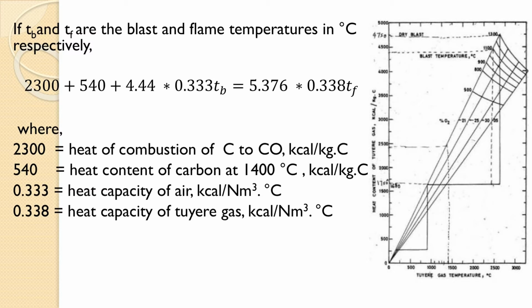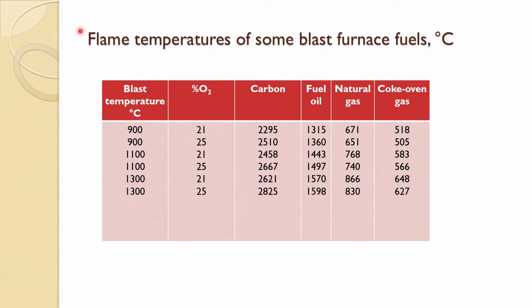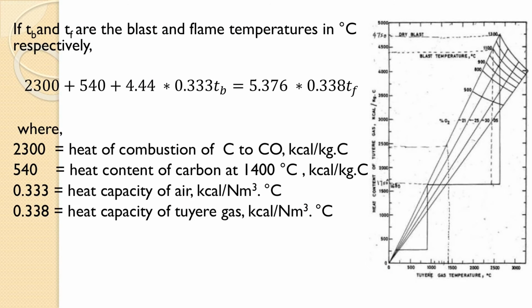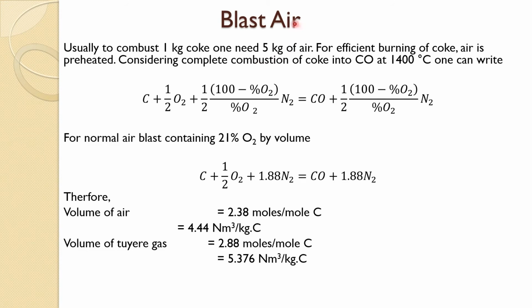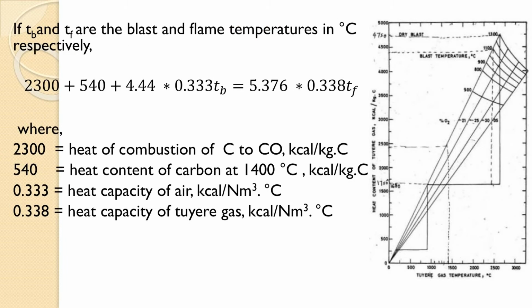and so the tear gas temperature. So, this is the blast temperature, which is like preheating the blast. So, Tv is the blast temperature and Tf is the flame temperature. So, for this case of the blast air, when we are doing complete combustion at 1400, and it is preheated, there is a sort of a correlation by which you can calculate the flame temperature.